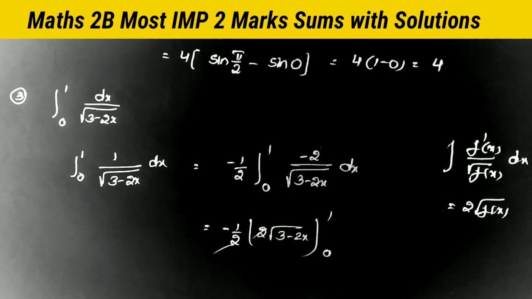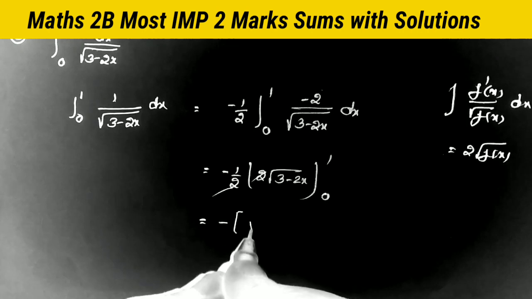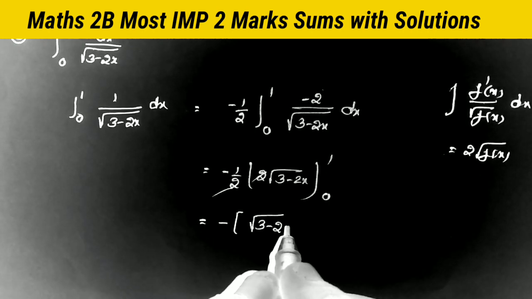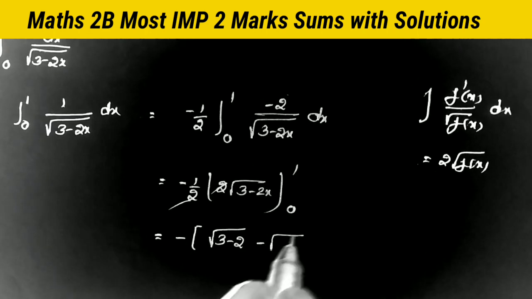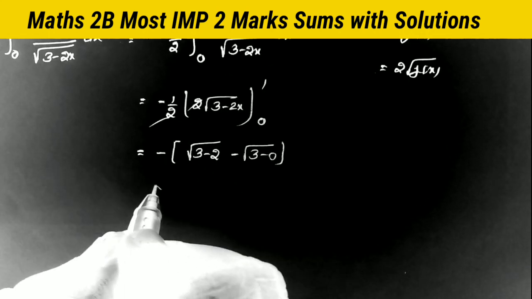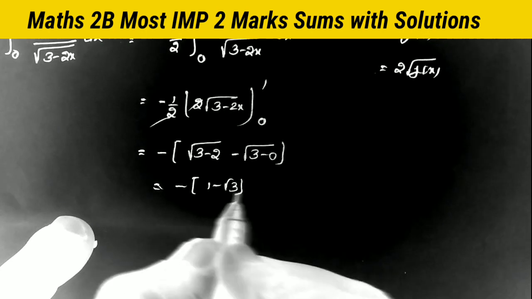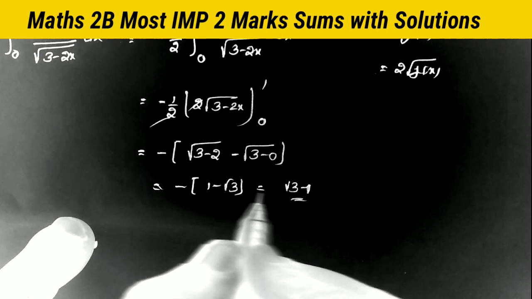Now here the 2 and 2 get cancelled. Now replacing the limit values: minus of square root of 3 minus 2, first taking x is equal to 1, minus square root of 3 minus 0, next taking x is equal to 0. So this is equal to minus of 1 minus root 3. So the answer is root 3 minus 1, just applying the minus to the answer.